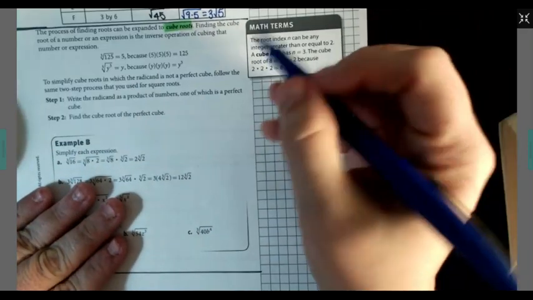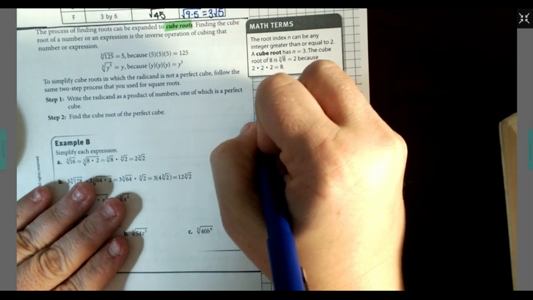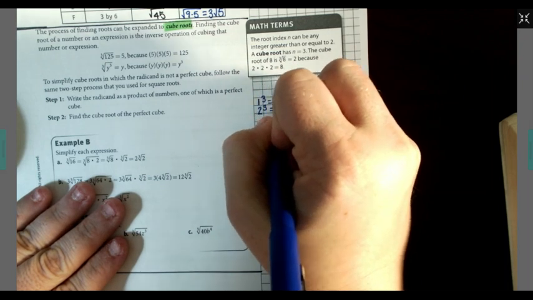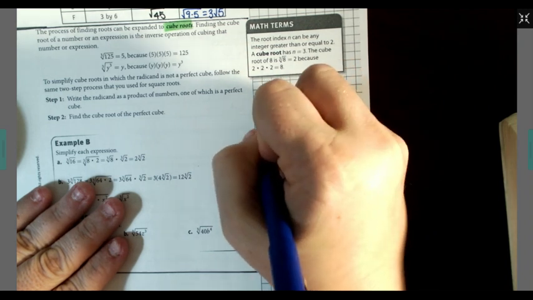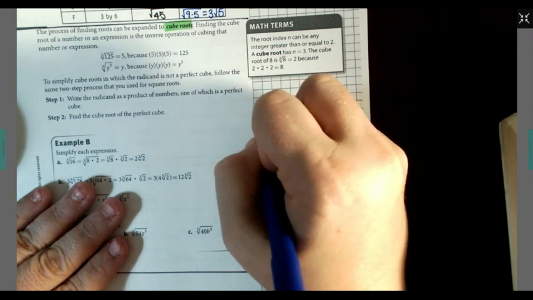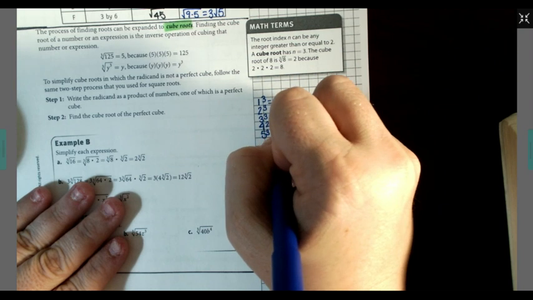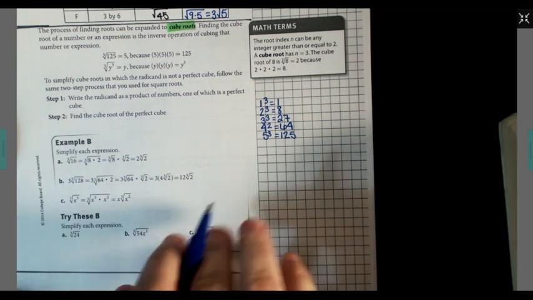All right, this time we're not dealing with square roots, so let's talk about some perfect cubes. 1 cubed is 1. 2 cubed is 8. 3 cubed is 27. 4 cubed is 64. 5 cubed is 125. If we get any bigger than that, we'll do it in the calculator, okay? I don't think that you'll go many over that, at least not with this practice set that we're doing.